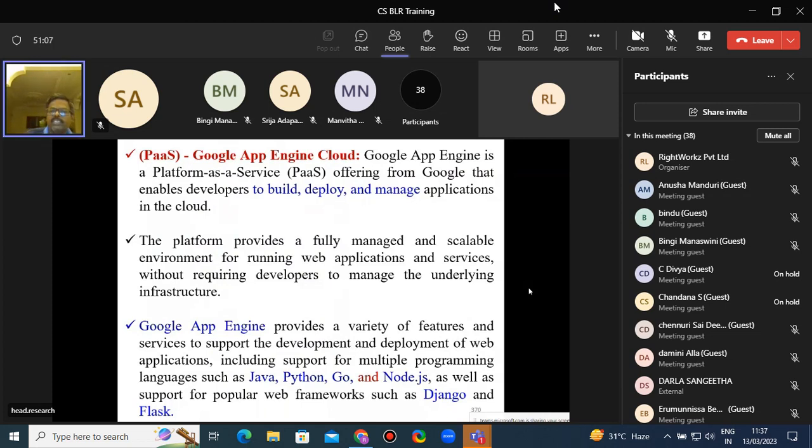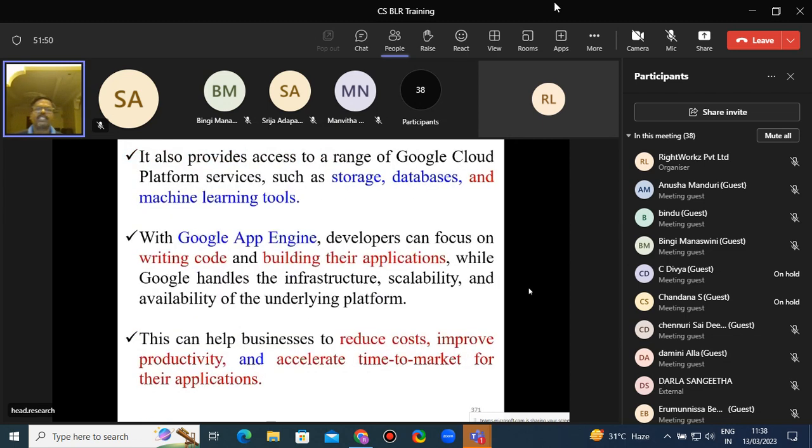The platform provides a fully managed and scalable environment for running web applications and services without requiring developers to manage the underlying infrastructure. Google App Engine provides a variety of features and services to support the development and deployment of web applications, including support for multiple programming languages such as Java, Python, Go, and Node.js, as well as support for popular web frameworks such as Django and Flask.